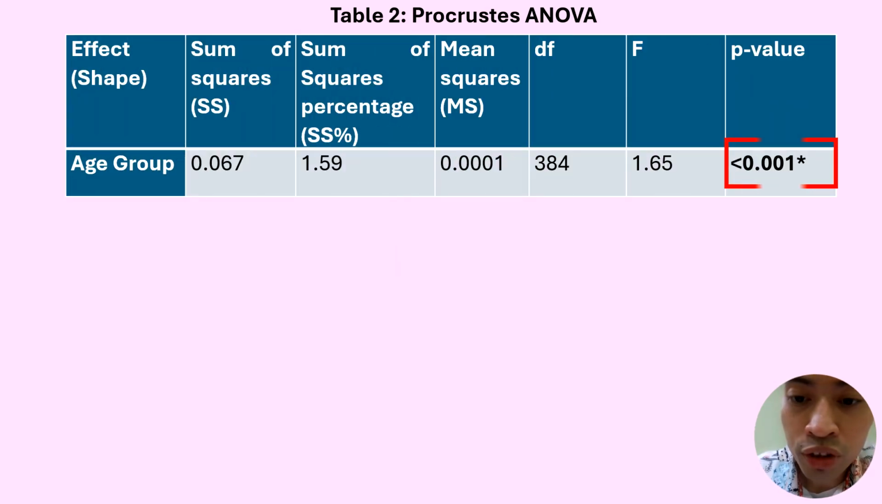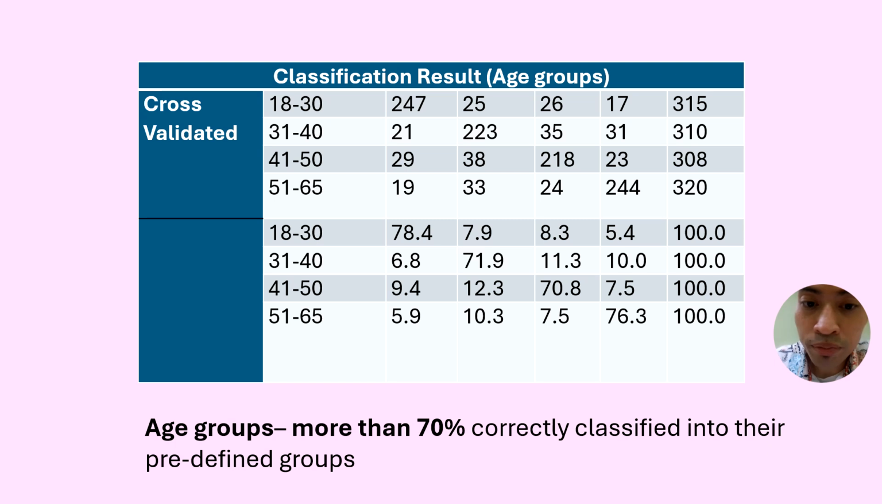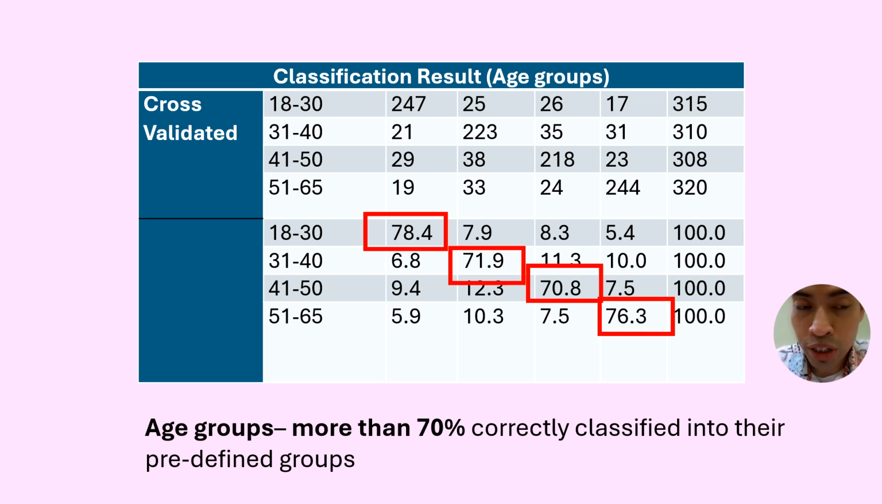Okay, moving on to the result or the research evidence, Procrustes ANOVA showed significant differences in maxillary bone shapes among different age groups with a p-value less than 0.001, and the discriminant function analysis or DFA revealed that more than 70% of the specimens were correctly classified into their predefined age groups respectively.